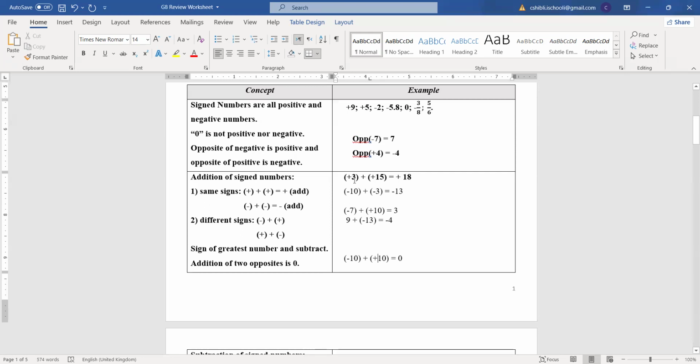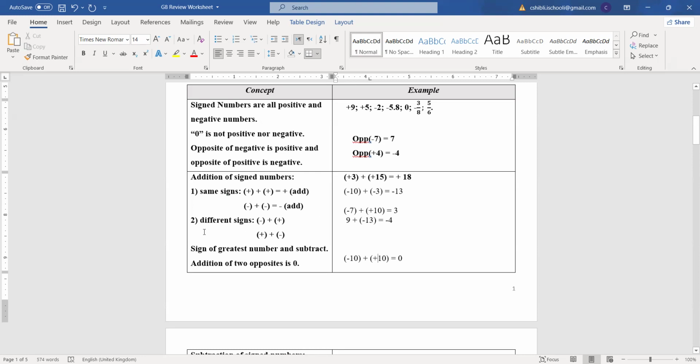For example, +3 +15, both are positive, so my answer will be positive, and I add 3 + 15 is 18. I'm adding a -10 plus a -3, both are negative, and so my answer will be negative, and I add 10 plus 3 is 13.